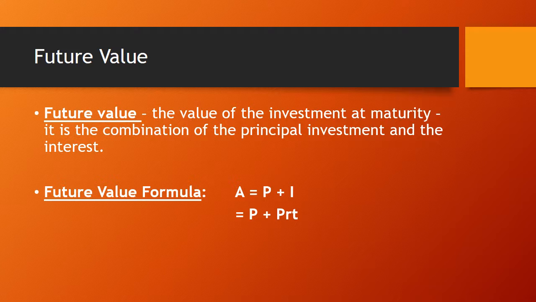Notice that both terms of this expression have a P, so we're going to use a little algebra and factor out the P, and that will give us our final formula that the future value of the investment is the principal times the quantity 1 plus rate times time.